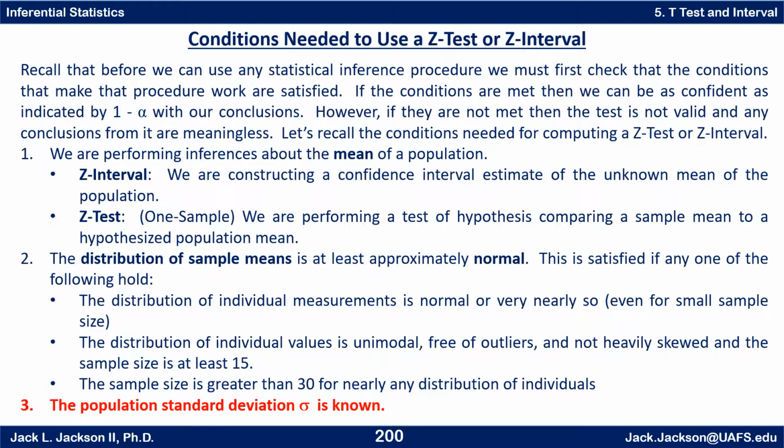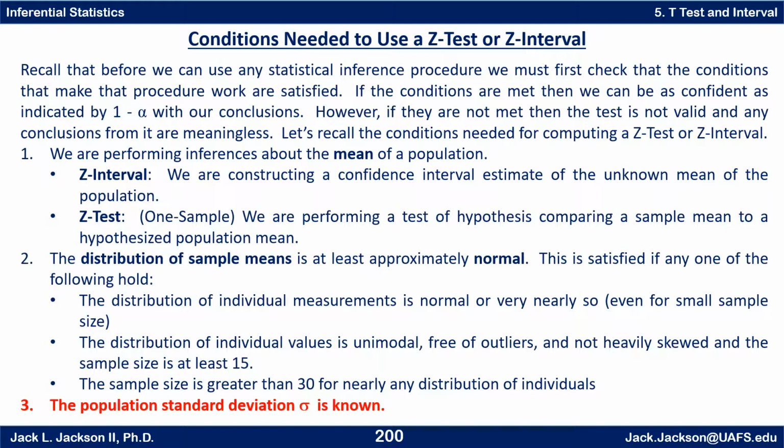Number one, we are performing inferences about the mean of a population. In a z-interval, we're constructing a confidence interval estimate of the unknown mean of the population. In a z-test, the one-sample version, we're performing a test of hypothesis comparing a sample mean to a hypothesized population mean. Number two, the distribution of sample means is at least approximately normal.